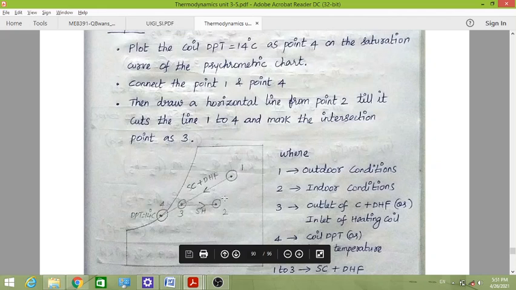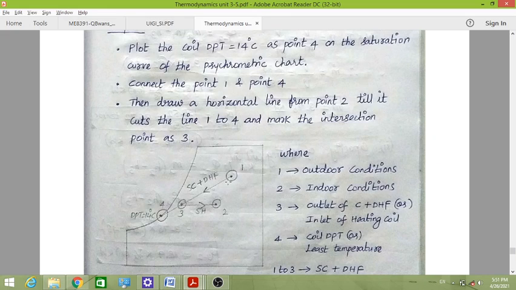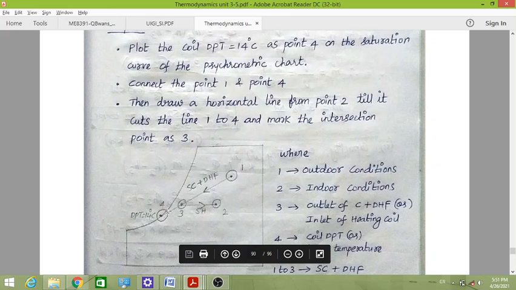So again, draw a horizontal line from 2 to intersect this 1 4 line, and mark it as 3. Now you achieve the real process: 1 2 3 and 3 2 2. 1 2 3 is sensible cooling and dehumidification, and 3 2 2 is sensible heating.